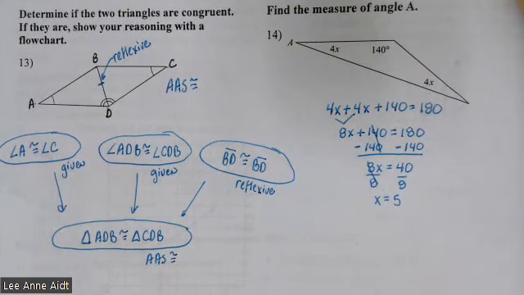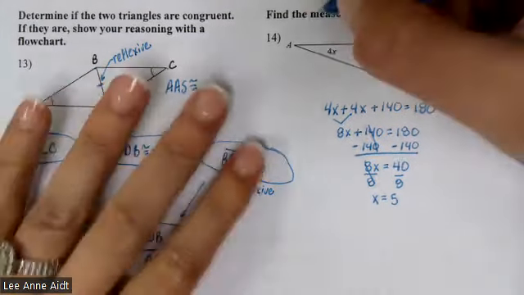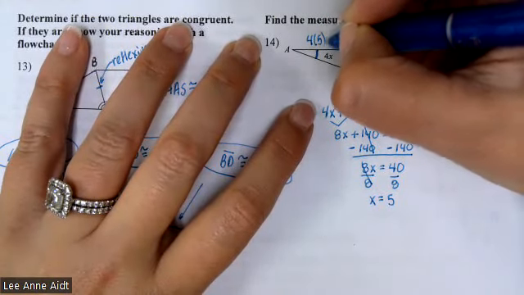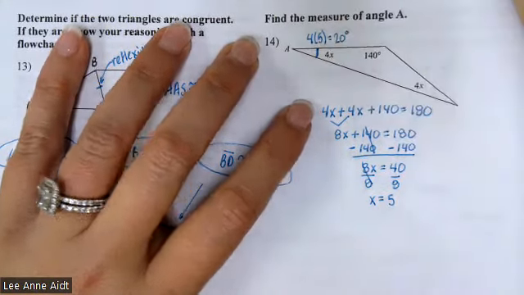Okay, is that the end of this problem? No, it says find the measure of angle A, which happens to be right here. So, yep, 4 times 5 is 20 degrees.